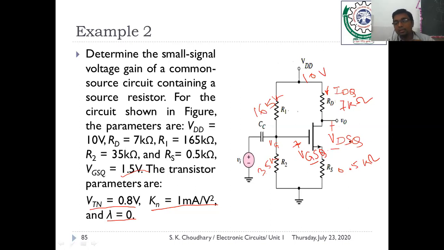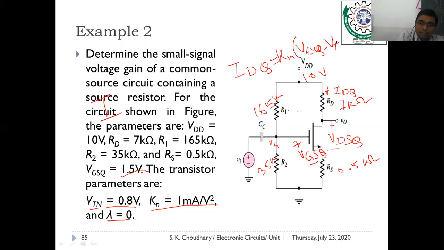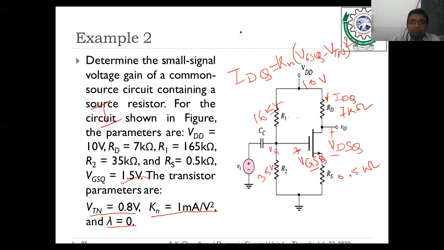Once you have assumed the transistor is biased in the saturation region, you can easily calculate the current, because you know the formula for the current. Here you are going to use the formula: IDQ is equal to capital Kn times (VGSQ minus VTN) whole square. Using this relationship, you can easily find out the current.